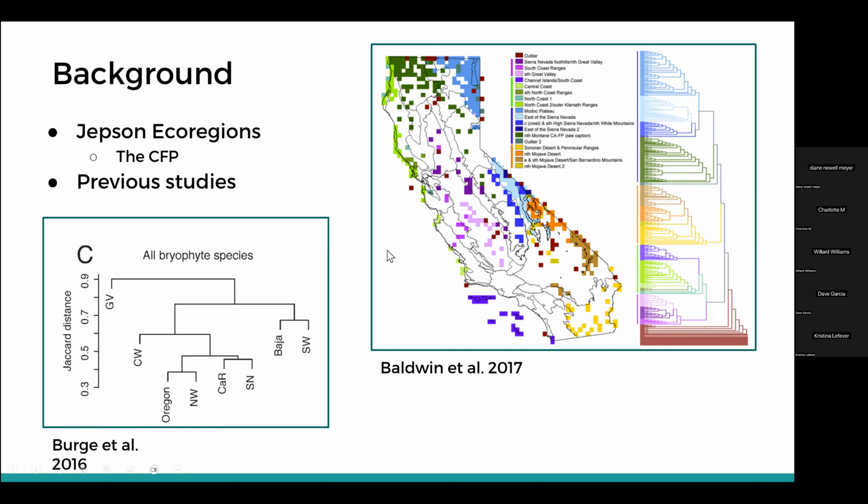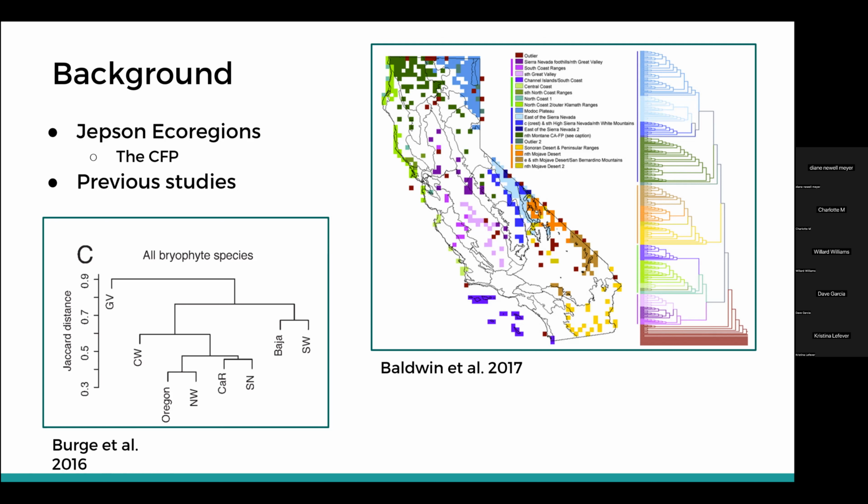So moving on to Baldwin et al. 2017, looking at this figure here. This study looked only at vascular plants, and Baldwin et al. basically tried to test the relationship between the California vascular flora and these ecoregions that I just mentioned.